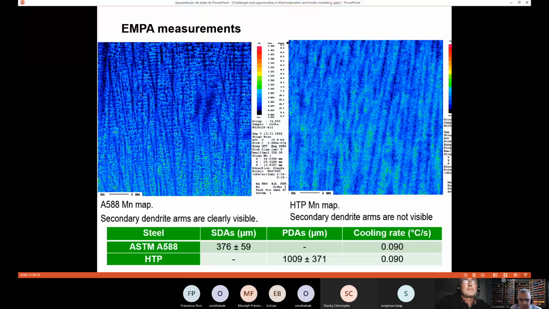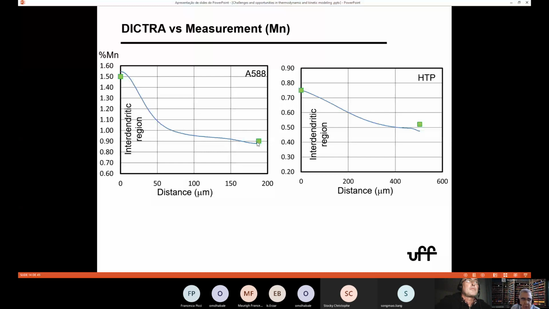Now, we need 3 data: the chemical composition of the steel, the length scale, which is the dendrite spacing, and the cooling rate. Then I can use DICTRA. And this is what I calculate for the steel with the secondary arms. This is the start of the solidification, and then it goes all the way to the interdendritic region. The blue line is what DICTRA calculates, and the green points are measured by the microprobe. So it's not bad. You see, there's a recent paper by Strangwood too, in which they did the microprobe very carefully in between here, and they show that it also agrees.